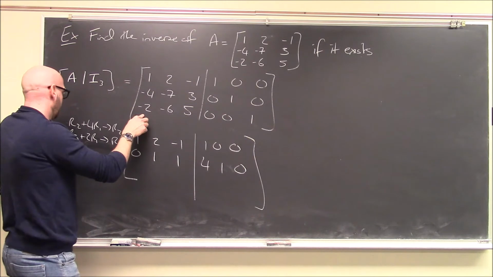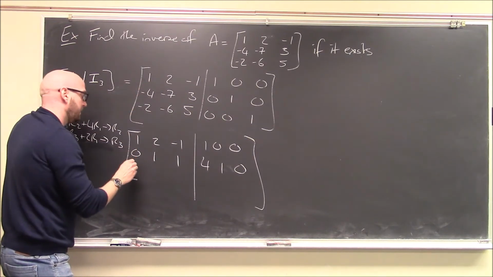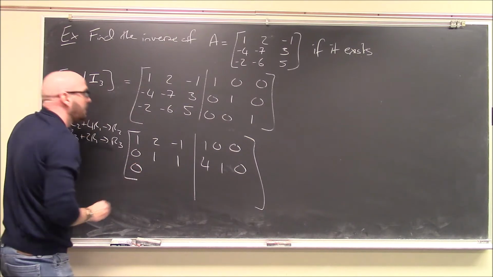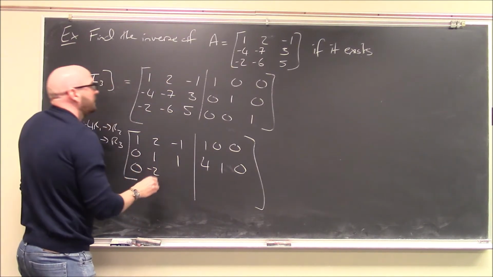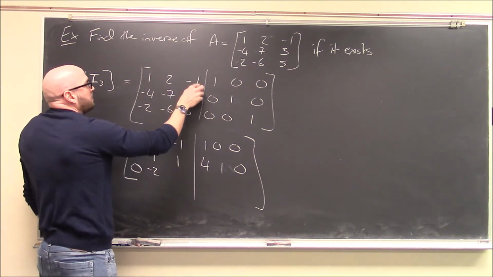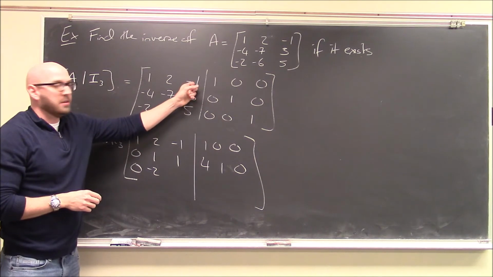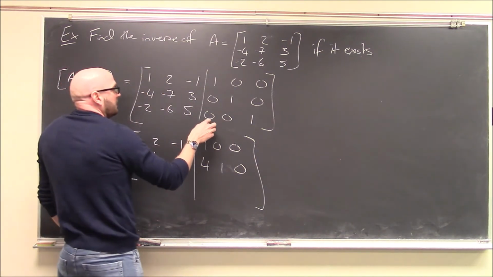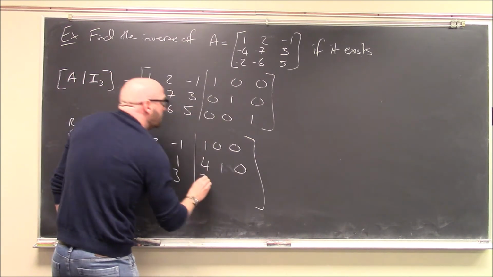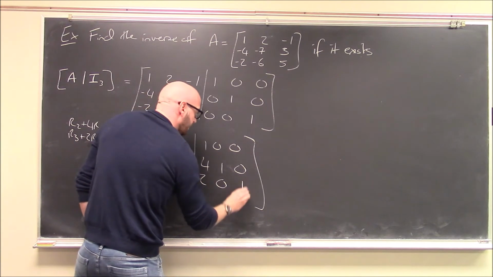And over here, we're now doing row 3 plus 2 times row 1. So minus 2 plus 2 times 1 is 0, just as I wanted. Minus 6 plus 4 is minus 2. 5 plus 2 times minus 1 is 5 plus minus 2 is 3. I've got 0 plus 2 times 1 is 2. 0 plus 0 is 0. And 1 plus 0 is 1.